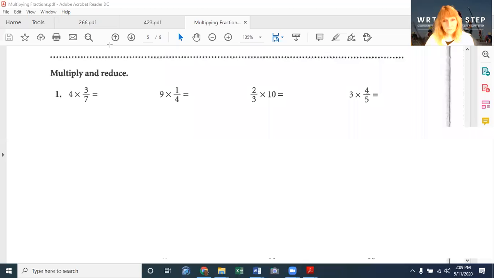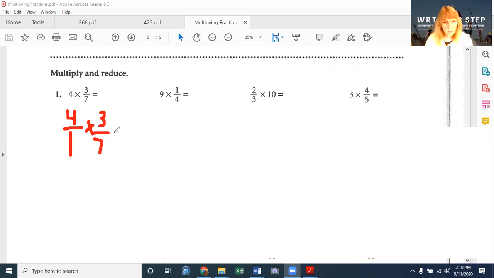Okay, so 4 times 3/7. There's just an extra little step. We have to first change our whole number into a fraction. So we're going to change 4 into 4 over 1. So isn't 4 over the 1 the same thing as 4? Exactly. So anytime you have a whole number, you just put it over 1, and then you multiply by the second fraction. And it's the same way as it was with multiplying any fraction.